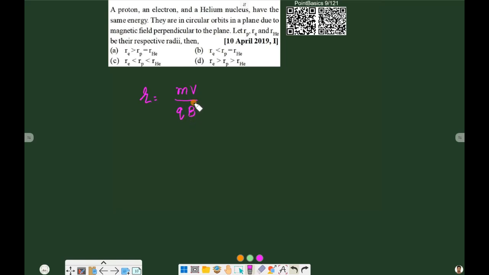Now it is mentioned that they have the same energy. We know that the mv term is the momentum term, and the relation between momentum and energy is that momentum is root of twice mass times kinetic energy. Here energy is the same for everybody, so kinetic energy is the same. So let's put this formula here: it will be root of 2m KE divided by qB.